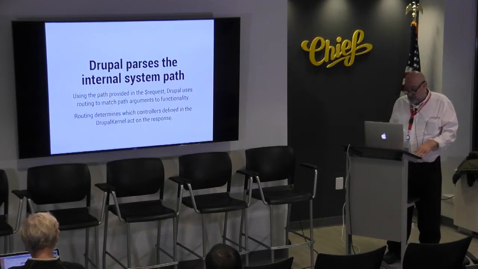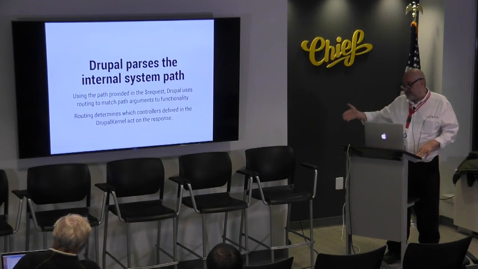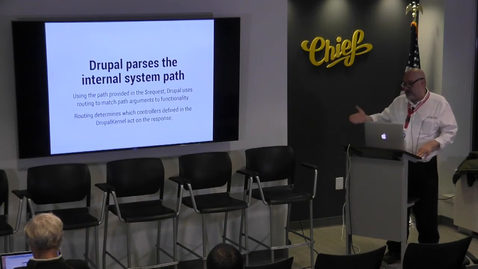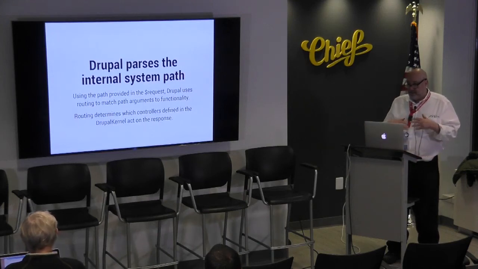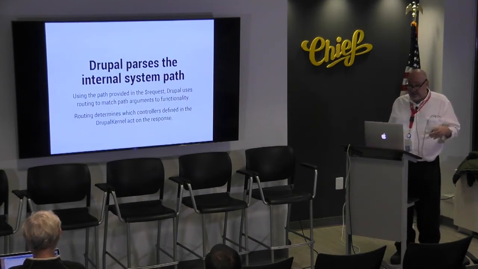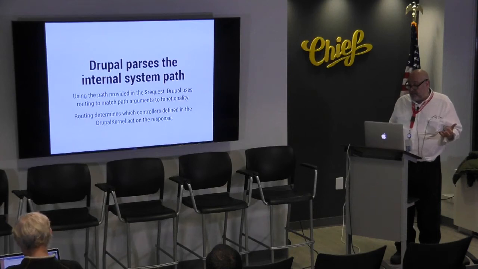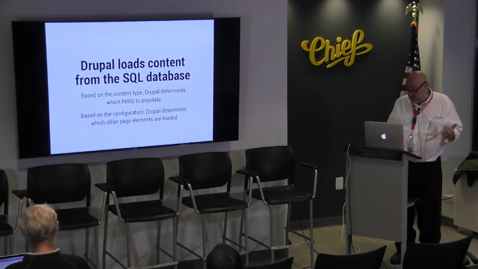So okay, using the path provided in the request, Drupal uses routing to match the path arguments to functionality. Meaning, if the alias takes you to /node, it knows you're building a node. If it takes you to /admin, something or other, it might be, let's load that form. If it's /file, it's going to say, I want to edit my file, my media item. And I want to go there, and I want to know exactly which image proxy to load. That's where it starts to go down that road.